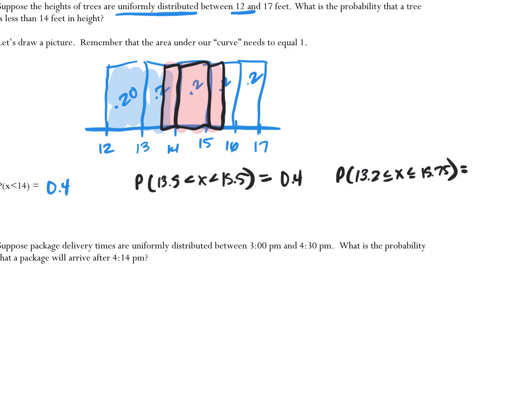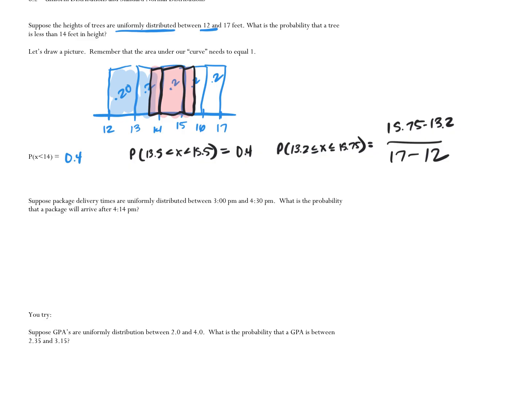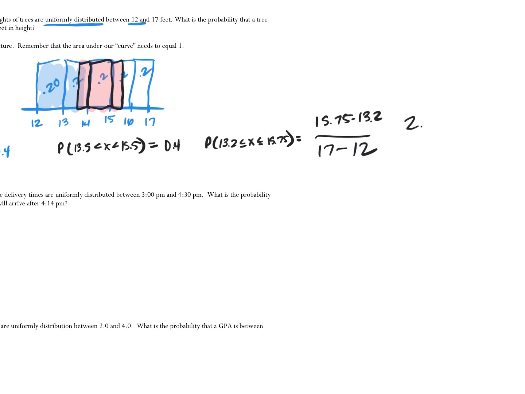It would be nice with these uniform variables if there's a formula to follow, because we don't have to worry about the height influencing the probability, since it's all the same height. What we can do is the length of the desired interval over the length of the total interval. So for this one, I might do 15.75 minus 13.2 over my total of 17 minus 12. It tells me what percentage of the number line my range takes up, and since they're all the same height and equally likely, it's not a problem to just look at those lengths. Does that make sense? So that would be 2.55 over 5. Does that feel about right? So I think 0.51.